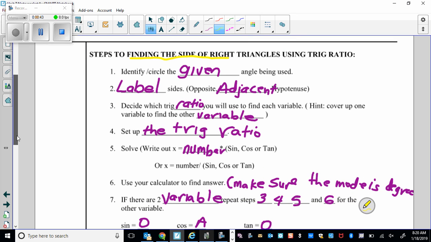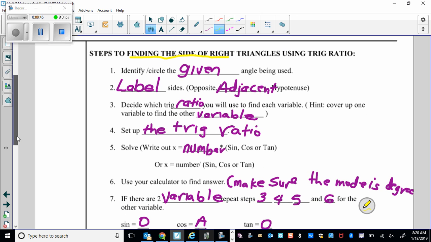The first one, I'm sure when we did day 1, you got used to it. Step 1 is identify and circle the given angle being used. Make sure it's always the acute angle, not the 90 degree. Always the acute given angle. And based on that angle, label the sides: which side is the opposite side, which is the adjacent side, and which is the hypotenuse.